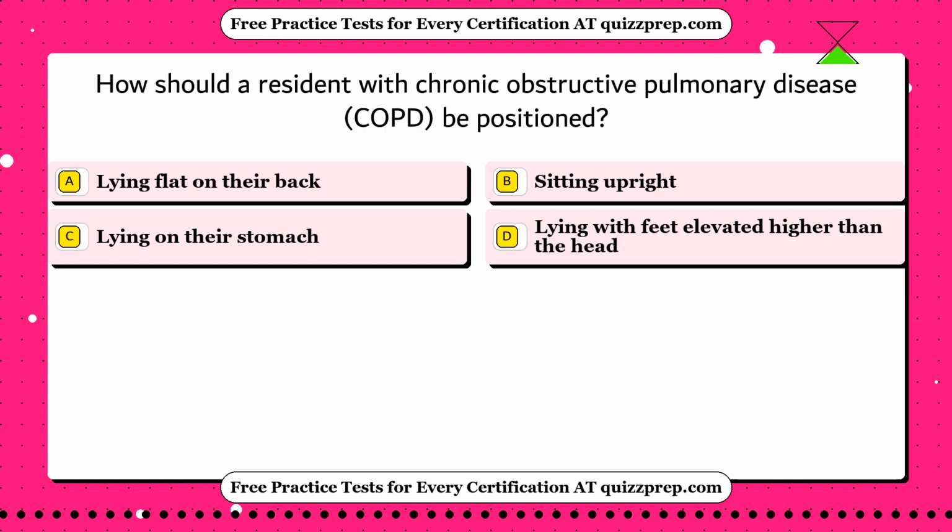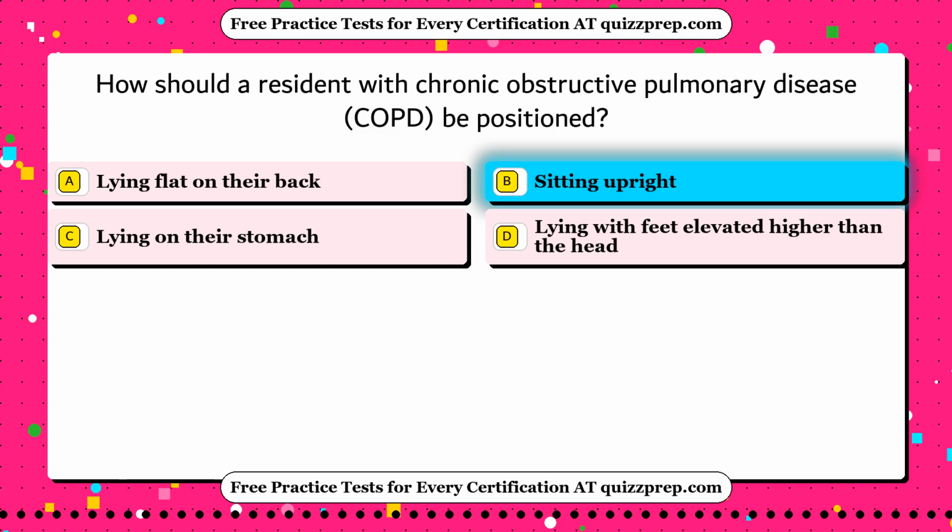Question 14. How should a resident with chronic obstructive pulmonary disease, COPD, be positioned? Option A, lying flat on their back. Option B, sitting upright. Option C, lying on their stomach. Option D, lying with feet elevated higher than the head.